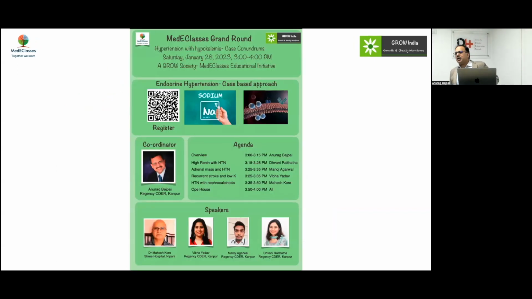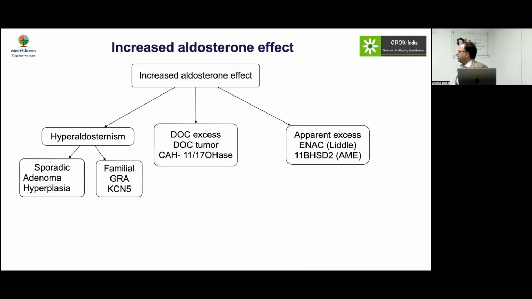So what we'll do today is focus on 4 cases after we have the basic understanding of the approach so that it becomes easier. So we'll talk about a case of high renin, then adrenal mass, recurrent stroke, and hypertension with nephrocalcinosis. These are 4 very interesting cases. If we get time, we'll talk a bit about 11 hydroxylase and 17 also as case vignettes in that regard.